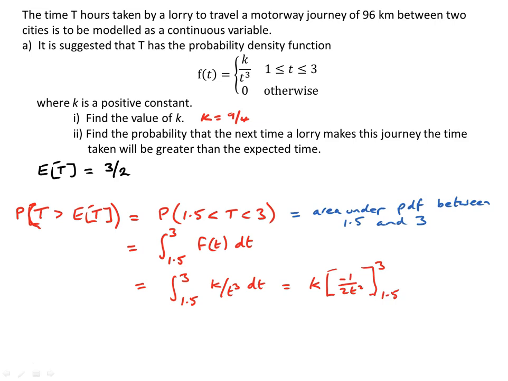And we've done this integration already earlier on in the question, so we don't need to go through all the details again. We can just jump straight to the point where we say the k comes out of the integral and 1 over t cubed integrates to minus 1 over 2t squared. Put the limits in, and we end up with our probability of 3/8.